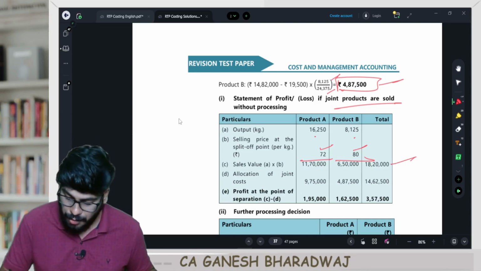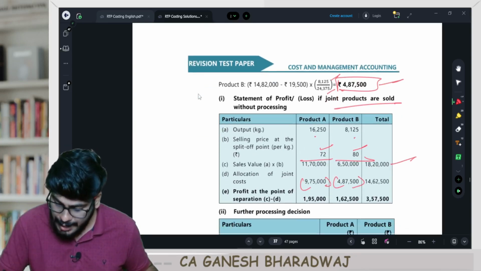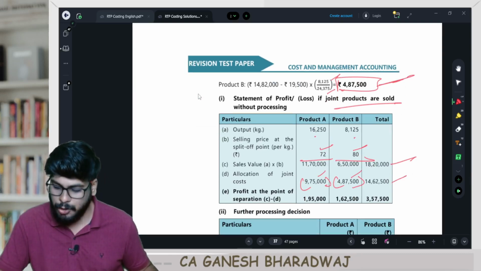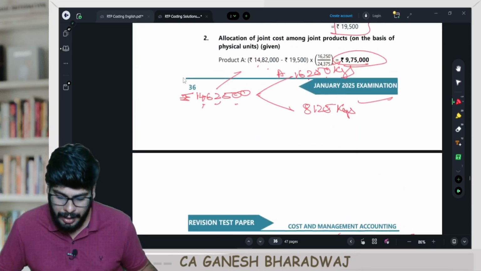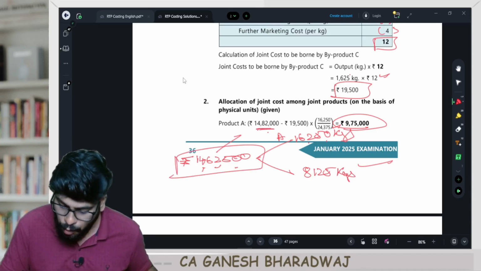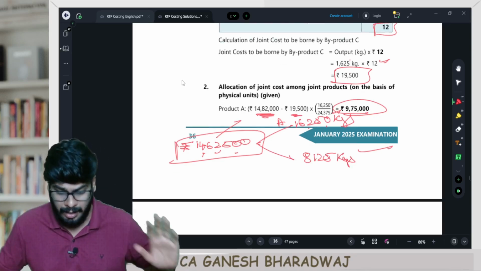Less allocation of joint cost. We just found out these two figures. It's going to be 9,75,000 and 4,87,500. If you add up the two, you get 14,62,500. This is the figure that I had mentioned. 14,62,500 is nothing but 14,82,000 minus the NRV from byproduct of 19,500. Clear with this, guys?